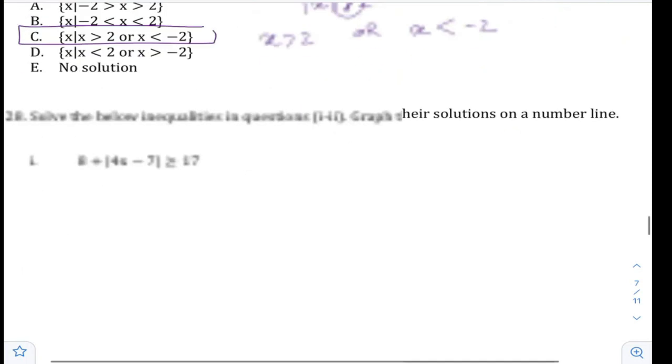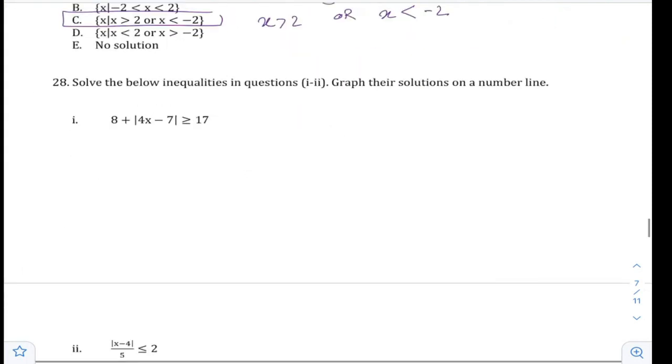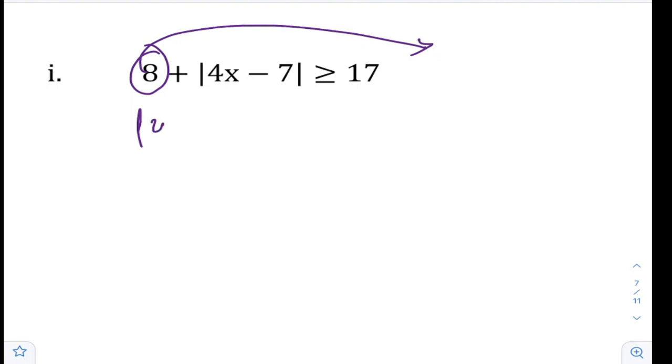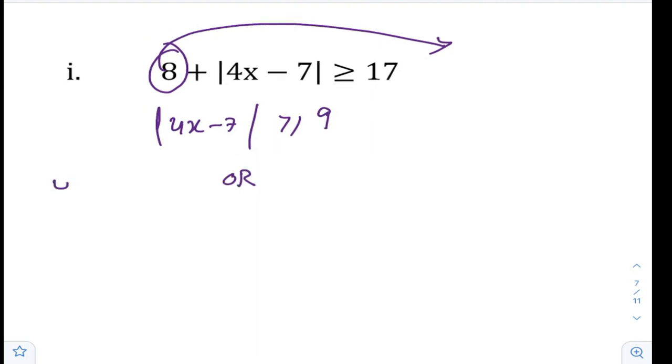Question 28, solve the below inequalities. Graph the solution on a number line. As you see here, the absolute value is not isolated, so we need to move the 8 to the other side. 17 minus 8, 9. So we have an or inequality, two inequalities combined by or. Solve each one individually.